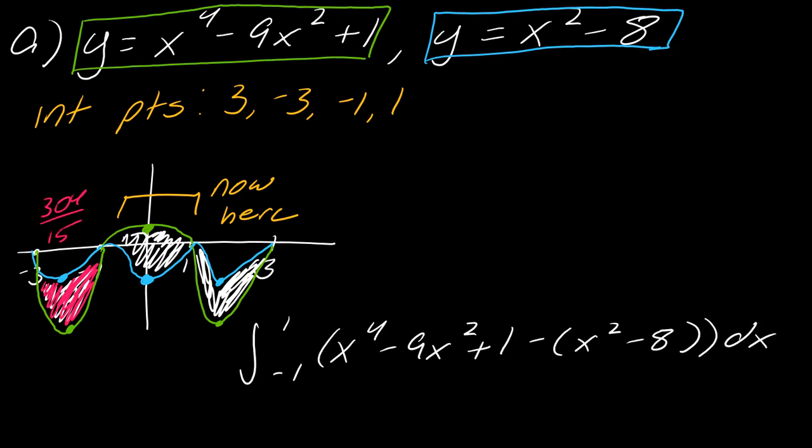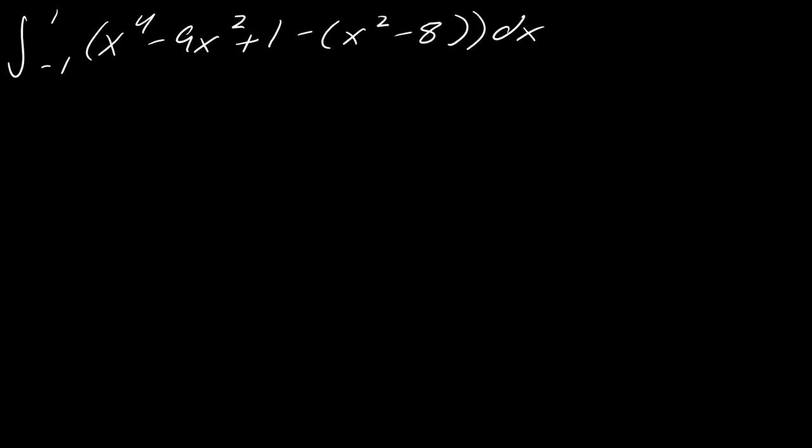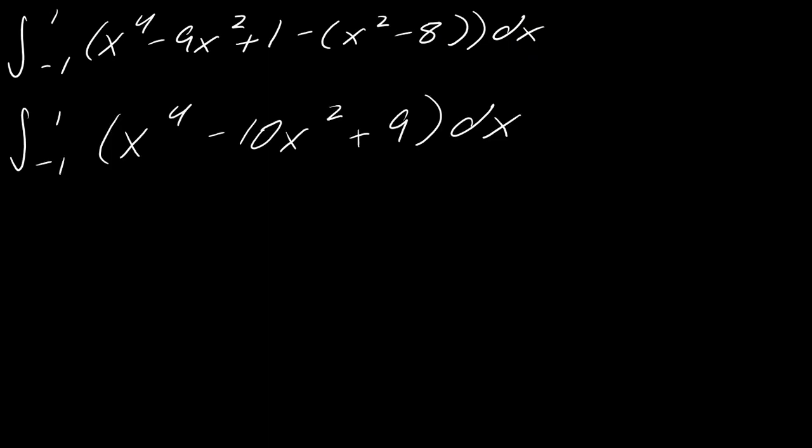So now I'm just flipping everything. So it's this function now minus this function, and it's going from -1 to 1, okay? And so as far as integrating this goes, as I go through, I can collect my terms. This is basically the same integral. It's just all the signs have been flipped.